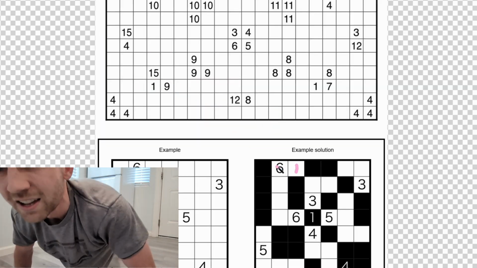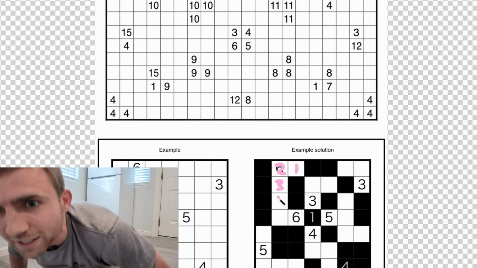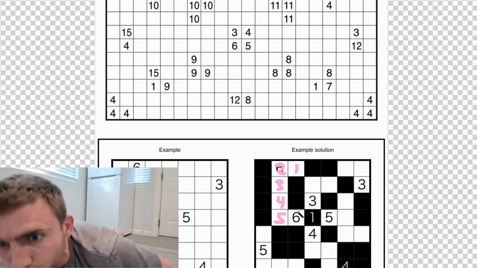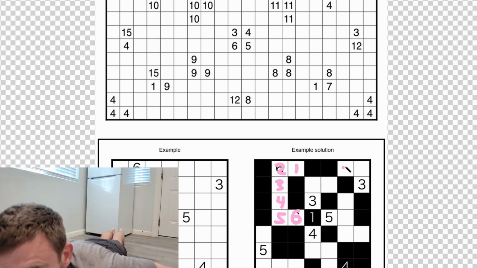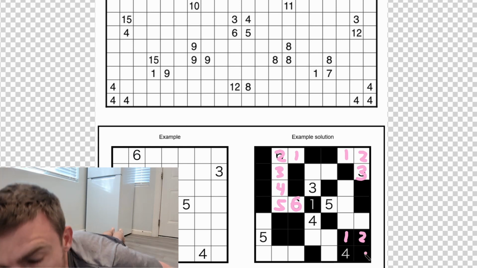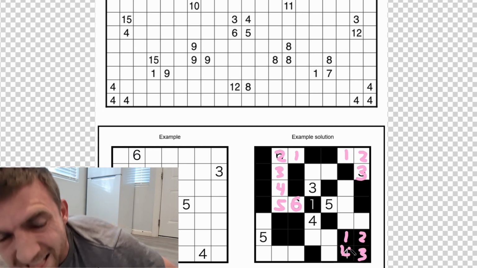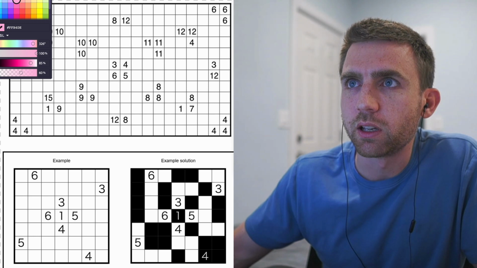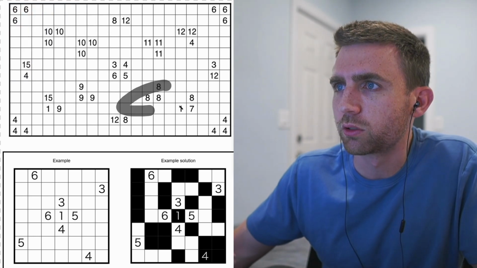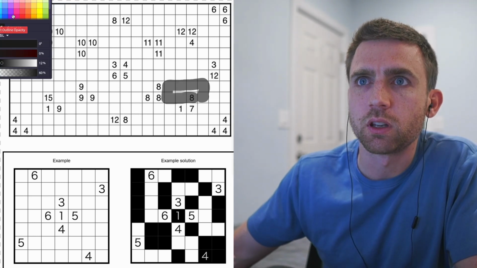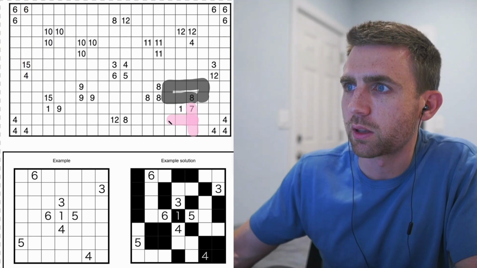The numbers you see need to match the size of the region they are in, and that applies to both shaded and unshaded regions. This is how I did it. To represent a shaded region, I'm going to use this gray opaque, and then to represent the unshaded regions, I'm going to use this pink, something like that.